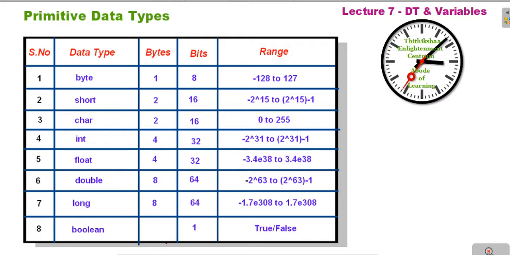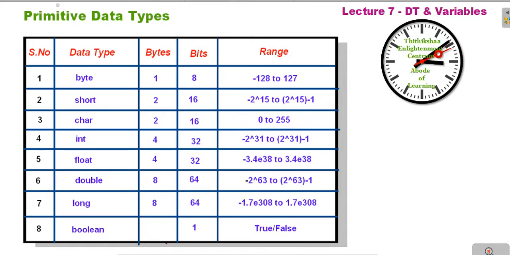So we have 8 primitive data types, and those primitive data types are tabulated here. First one is byte, next one is short, third one is character, fourth one is int, float, double, long, and boolean. And here the bytes it allocates, the equivalent bits it allocates, and the range it can go, the maximum and the minimum value, is tabulated over here.